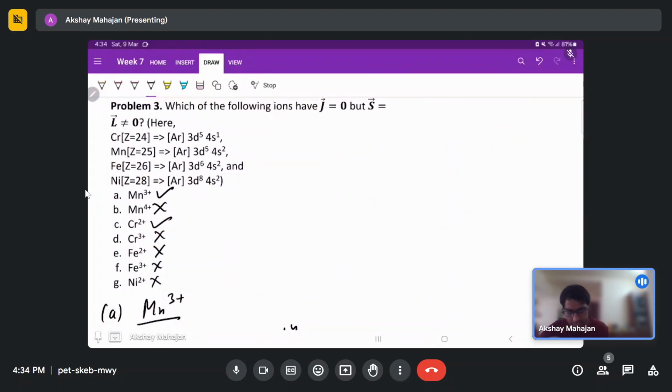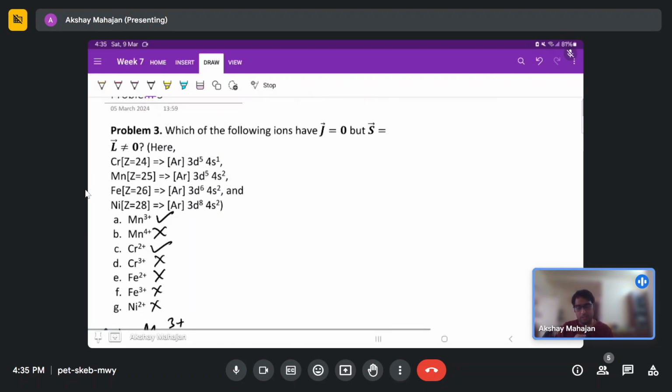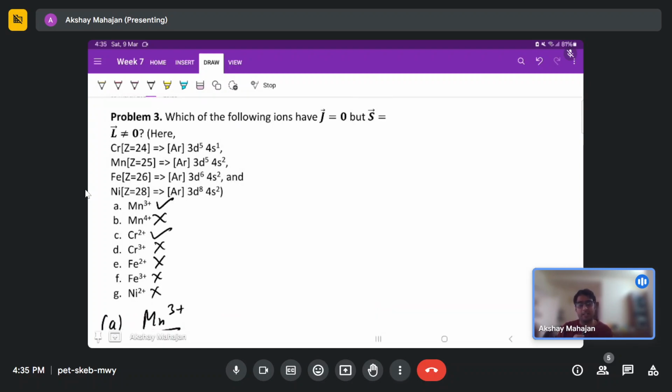So basically we have checked various things, and the conclusion that you have seen in the lecture as well: J is equal to 0 either if S and L both are 0, but if S and L are not equal to 0, then J is going to be 0 only in the case of one less than half filled. So for the 3d case, we have seen it will be the case for d4 configuration. So this is just an aside.